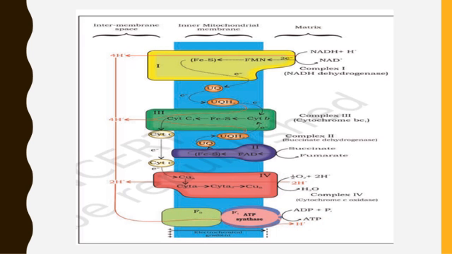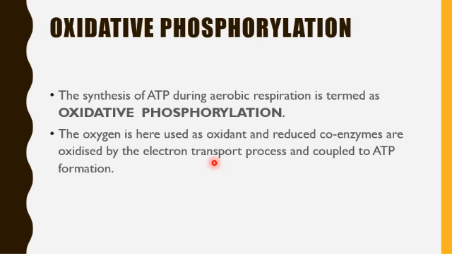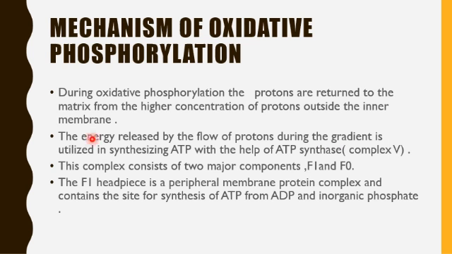So now we will discuss what oxidative phosphorylation is. The synthesis of ATP during aerobic respiration is termed oxidative phosphorylation. Oxygen is used here as the oxidant, and reduced coenzymes are oxidized by the electron transport process and coupled to ATP formation.